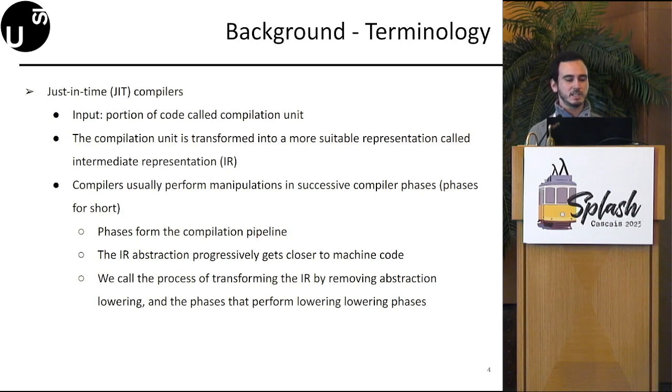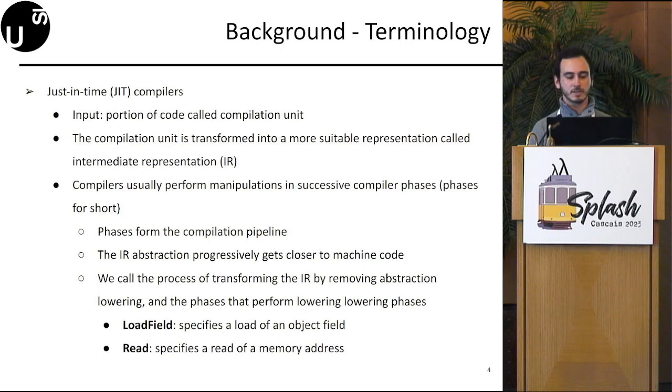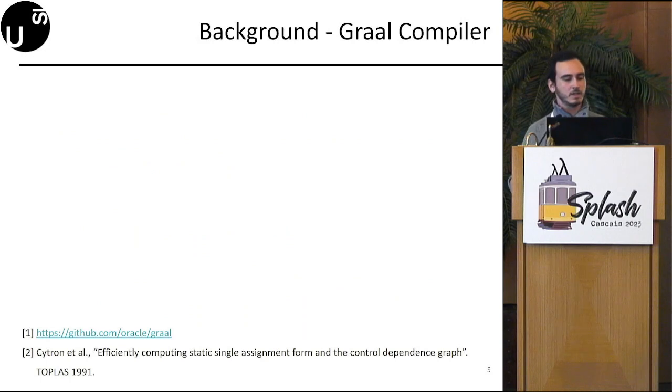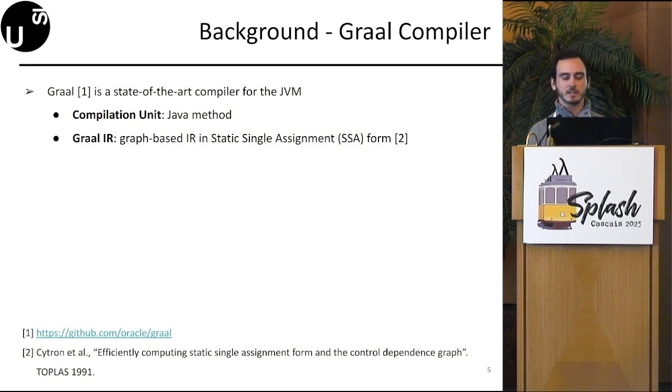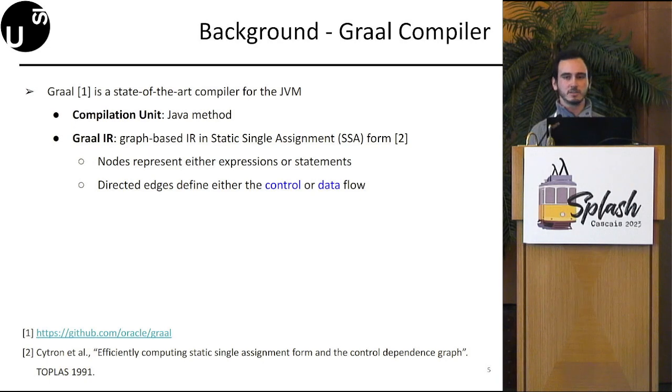For example, at the beginning of the compilation pipeline, we may find load field instructions that specify a load of an object field. Closer to the end of the compilation pipeline, load fields may be lowered to read instructions that specify a read of a memory address instead. We implement our technique in the Graal compiler. Graal is a state-of-the-art compiler for the JVM. In Graal, a compilation unit is a Java method. And Graal uses a graph-based IR in static single assignment form. In Graal, nodes represent either expressions or statements, and directed edges define either the control or data flow.